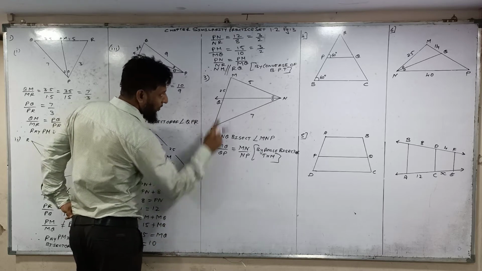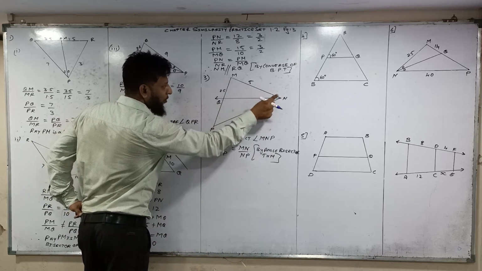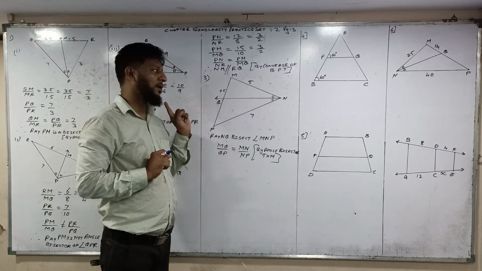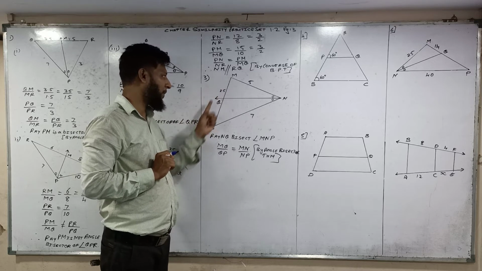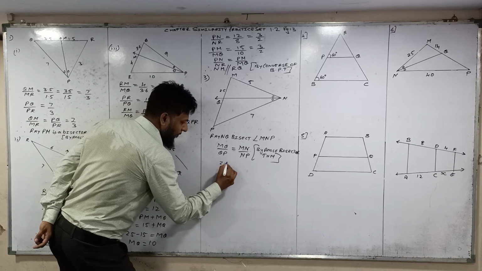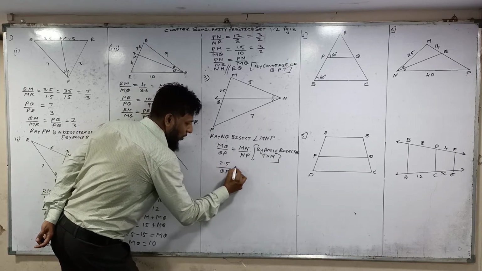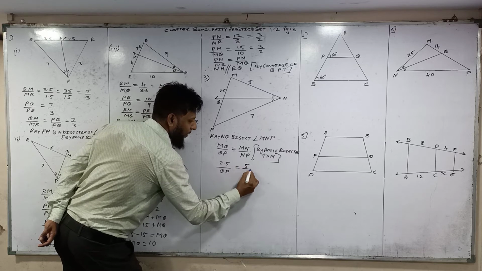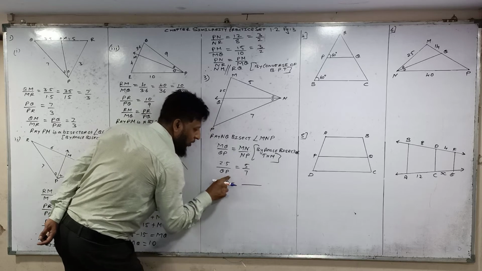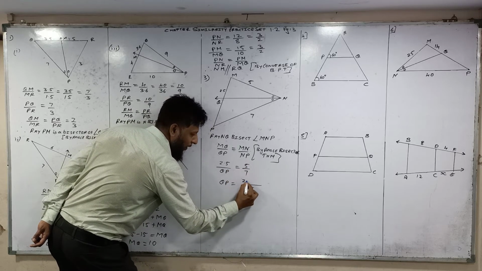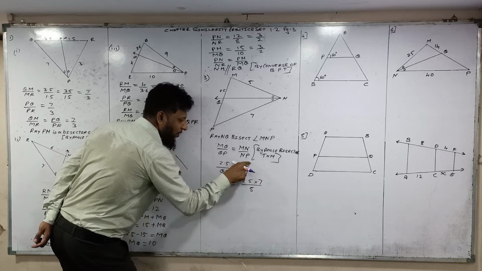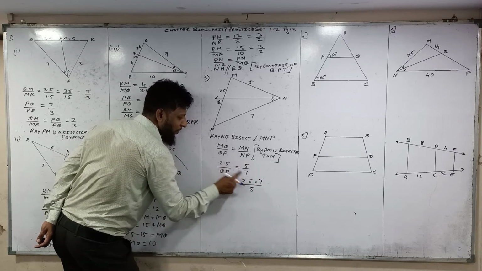Now MQ is given, so MQ upon QP is equal to MN upon NP. In this question, it is given that this is the bisector, so the sides will be proportional by angle bisector theorem. Now MQ is 2.5 and QP we don't know, and MN is 5 and NP is 7. Now cross multiply. QP is equal to, the cross number will come down and these two numbers will multiply and come up.